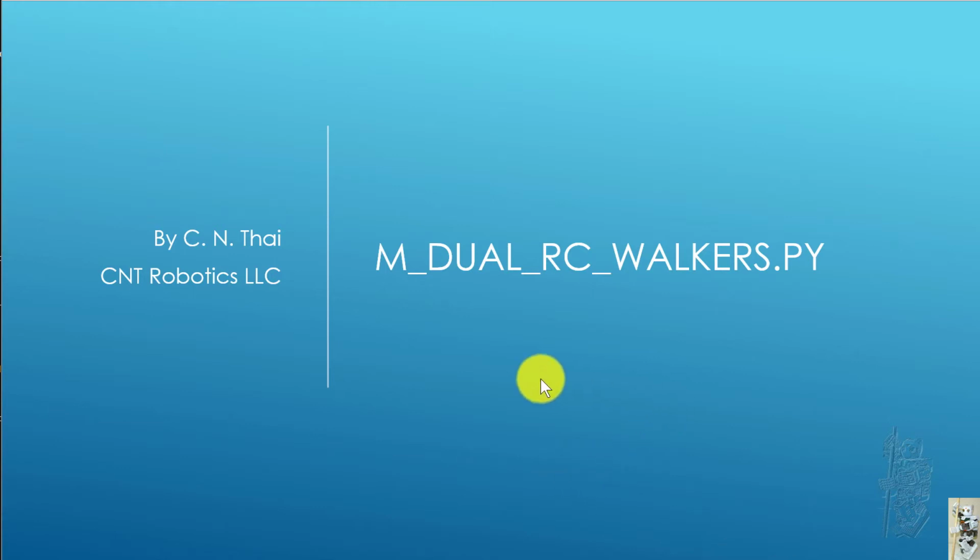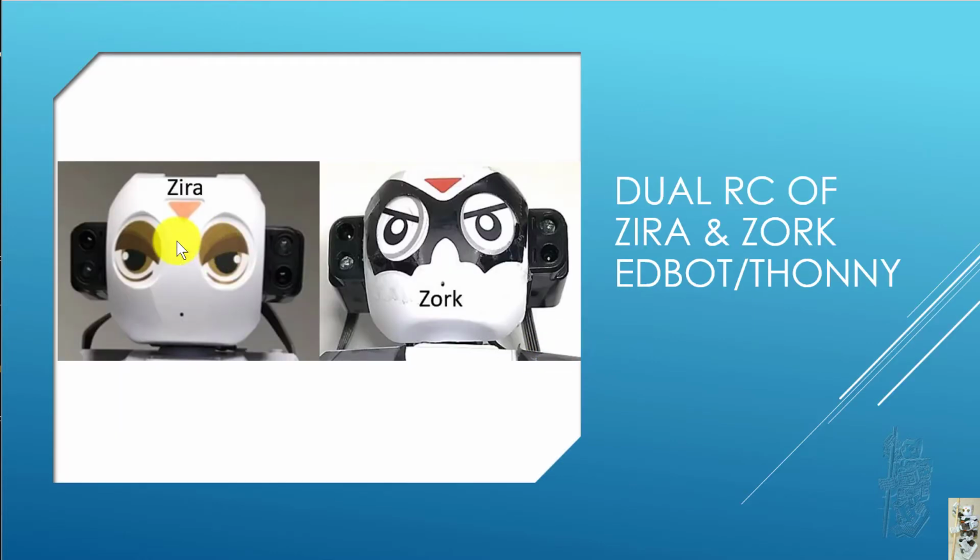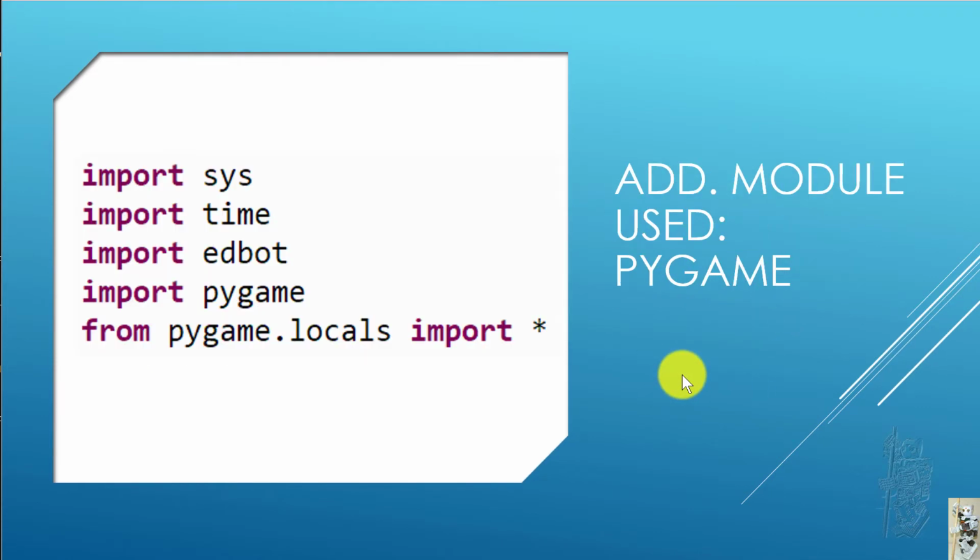Hello everyone, this is a demonstration of the dual RC walkers Python example. Basically I'm trying to do remote control of two mini robots at the same time. Alright, so we have Zira, we have Zork, using Edbot and Sunny. I'm going to be using Pygame, so besides the basic system and Edbot, I'm also importing the Pygame module.